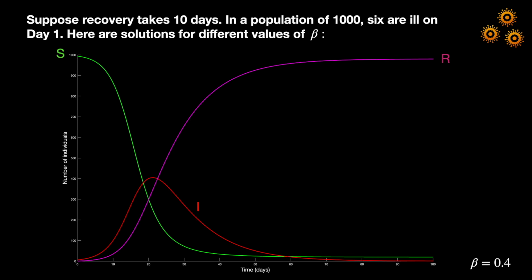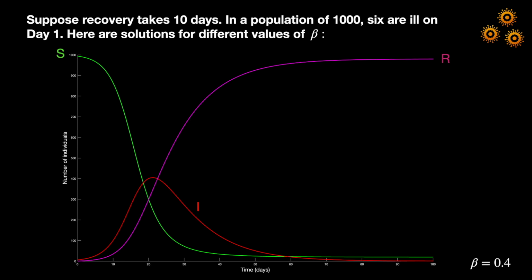Here's what a plot of the solutions S, I, and R look like when beta is 0.4. The numbers are kind of small in this graph here, so let me tell you what's going on. On the y-axis, we have the number of individuals. That refers to each of the populations S, I, and R. And the scale on the y-axis goes from 0 to 1,000. On the x-axis, we're measuring time in terms of days.